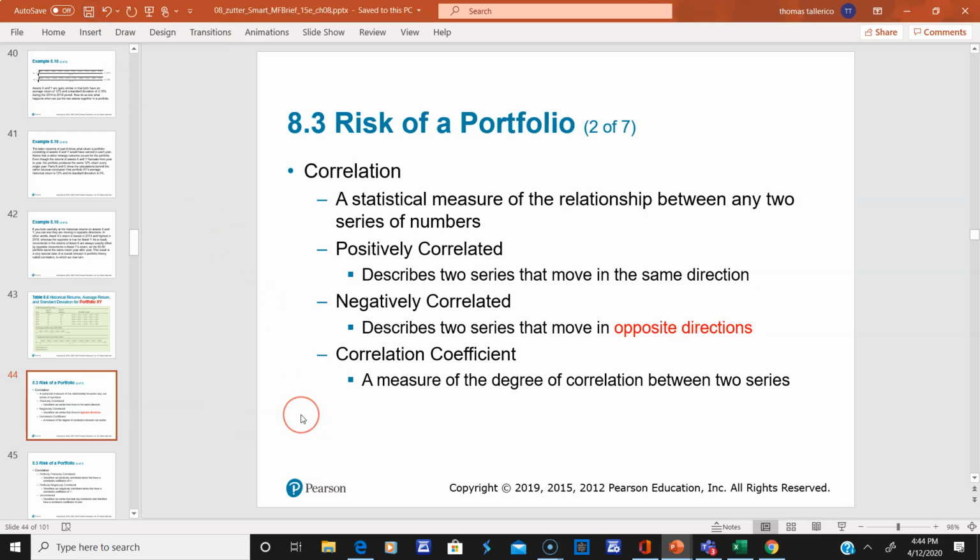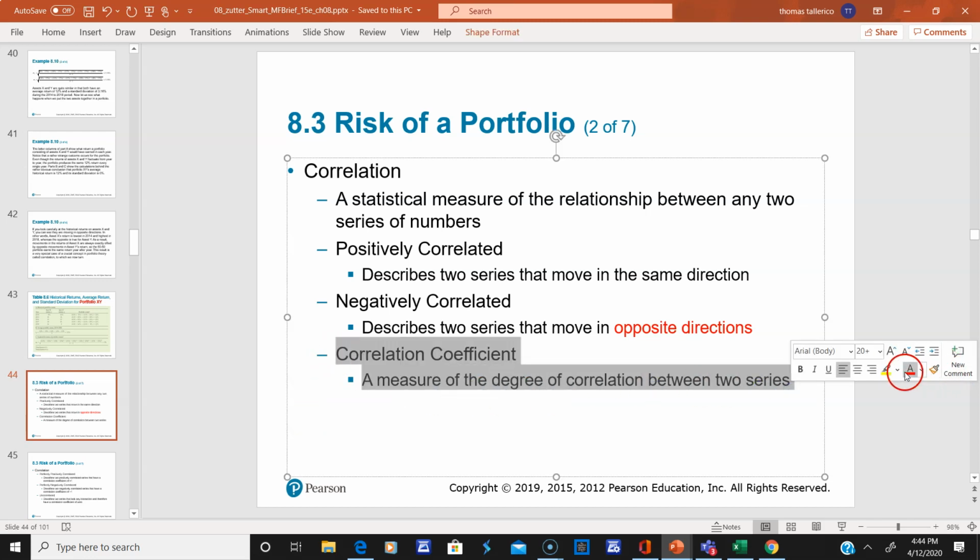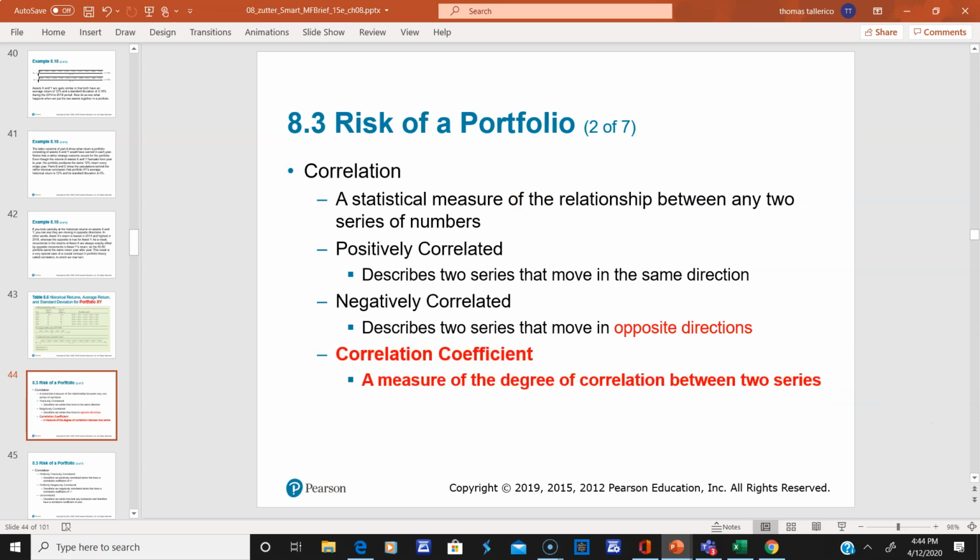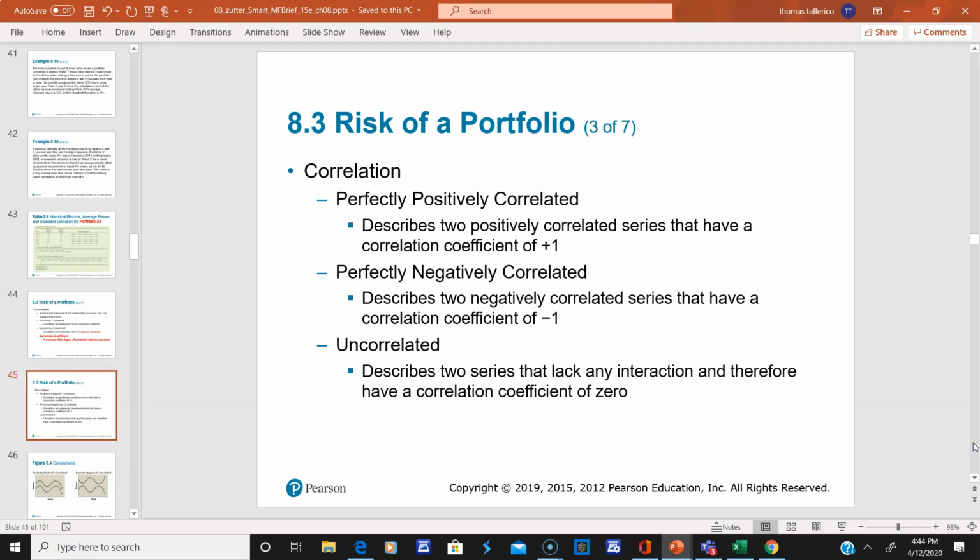All right, so the correlation coefficient is going to be a measure of the degree of the correlation between the 2 series. All right, so just want to make sure we're clear about that. So if 2 things are perfectly positively correlated, that means their coefficient is 1, okay? Both perfectly positive. They both go up or they both go down. This is a 1.